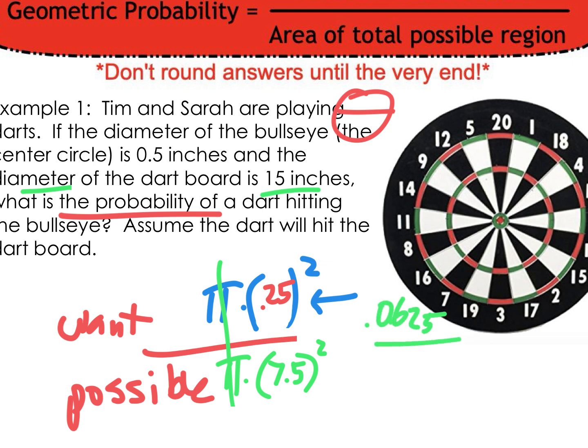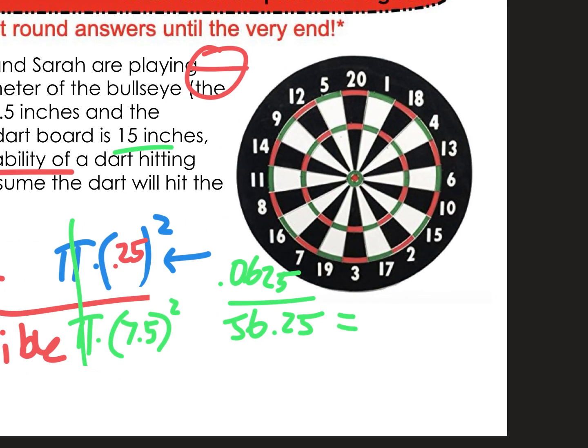0.0625. What is 7.5 squared? 56.25. What is 0.0625 divided by 56.25? 0.001111. I'm going to pause for a second. Did you guys get the same thing? Yes? Be honest. The calculator could have screwed up.